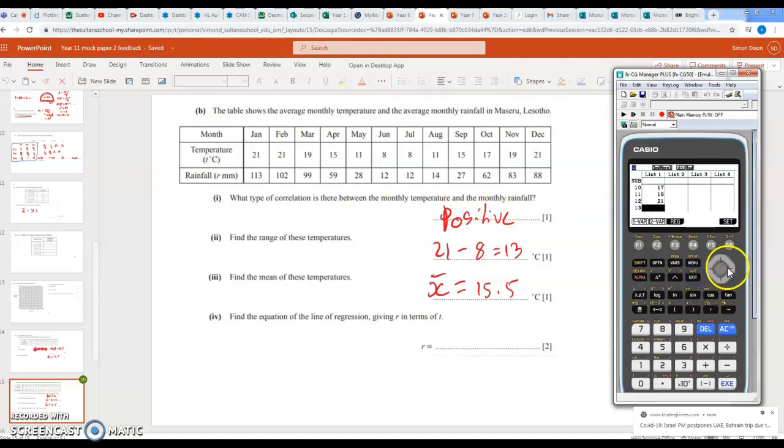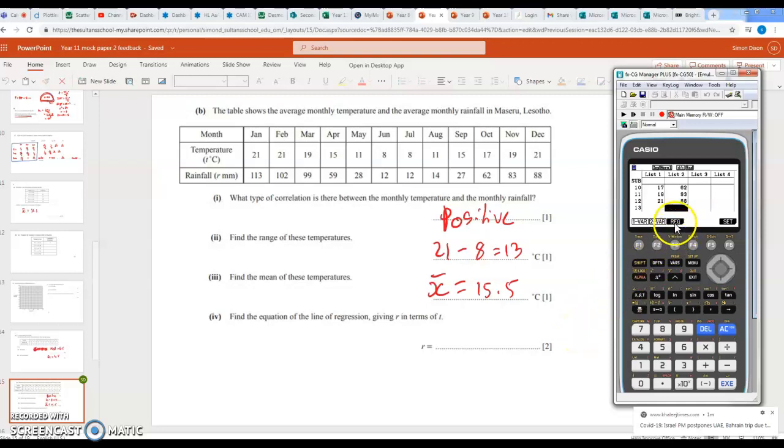Okay, so let's just go out. We've put in the temperatures. We now need to put in the rainfall. So that's going to be 113, 102, 99, 59, 28, 12, 12, 14, 27, 62, 83, 88. Okay.